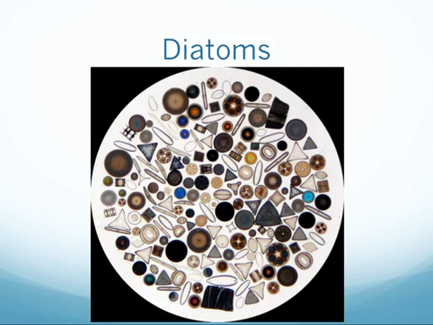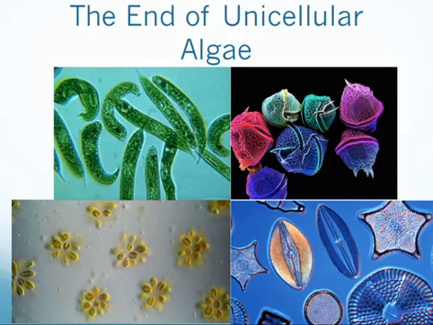And this is an example of a wide variety of diatoms that can be found. They're very plentiful in the water. They have these beautiful, delicate silicon cell walls, and these are fairly easy to identify because of their ornate cell walls. So those are the four groups of unicellular algae we're talking about: the euglenophytes, the dinoflagellates, the chrysophytes, and the diatoms.